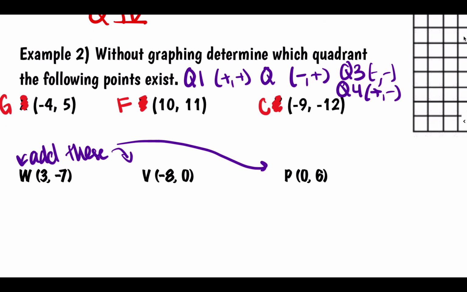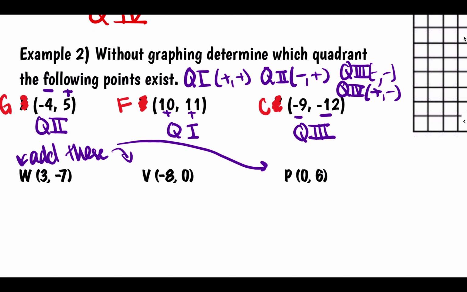Oh, oops. Should have Roman numerals. My bad. So we have a negative and a positive. So that's quadrant 2. For F, we have positive, positive. So quadrant 1. C is negative, negative. So quadrant 3. W is positive, negative. So quadrant 4.